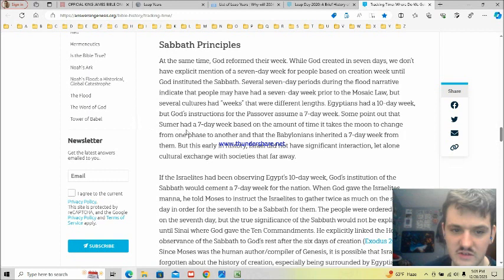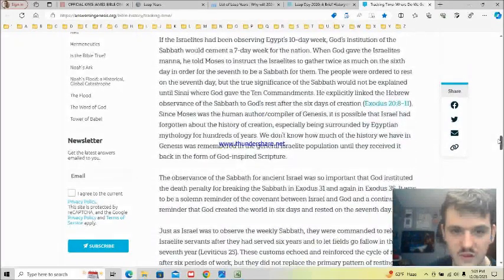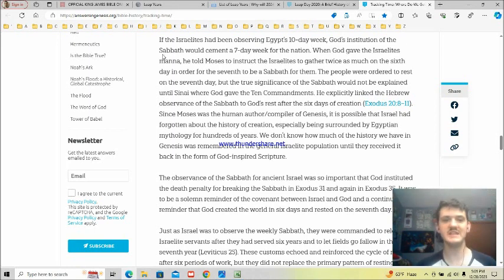Some point out that Sumer had seven days based on the moon changing from one phase to another, and that the Babylonians inherited the seven-day week from them. But early in history, Israel did not have significant interaction with societies that far away. If the Israelites had been observing Egypt's ten-day week, God's institution of the Sabbath was a midstream change to a seven-day week for the nation.